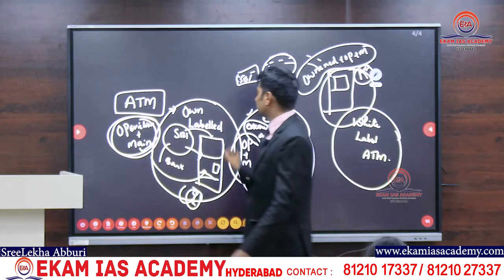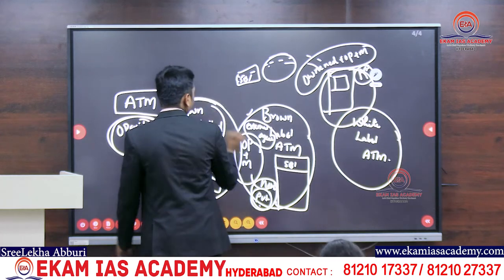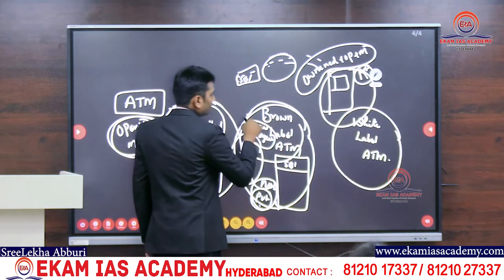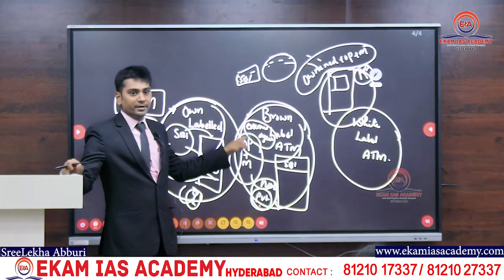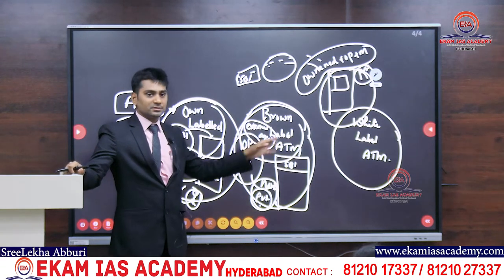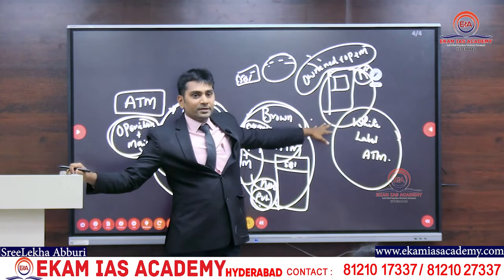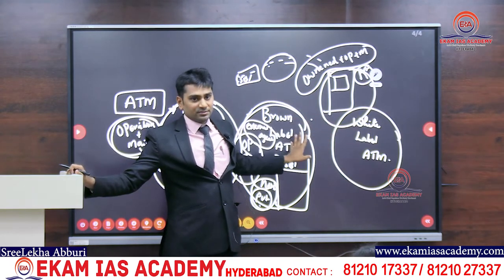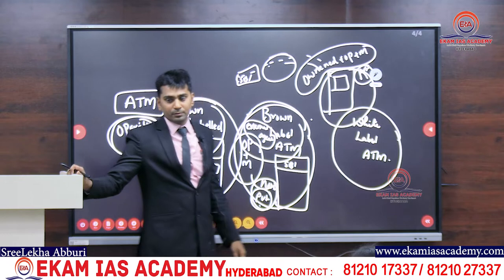If you have not understood, just remember: own label, SBI, brown label, the bank will be the heading, operated and maintained by private agents, external agents. White label ATMs, everything is by external agents, right?